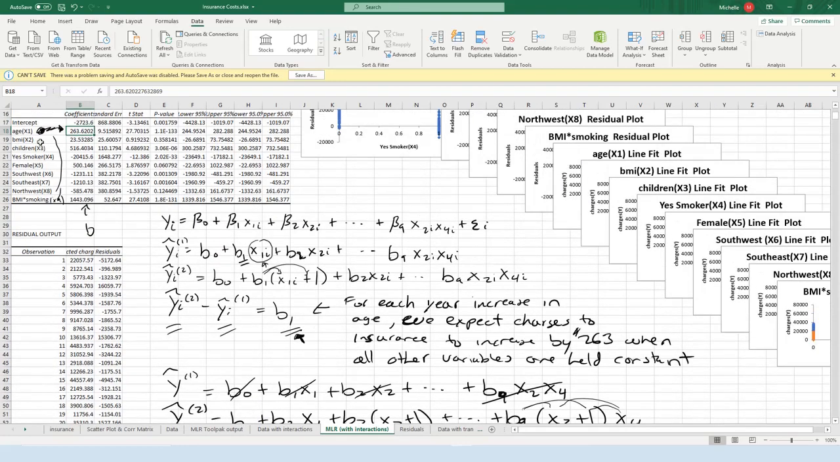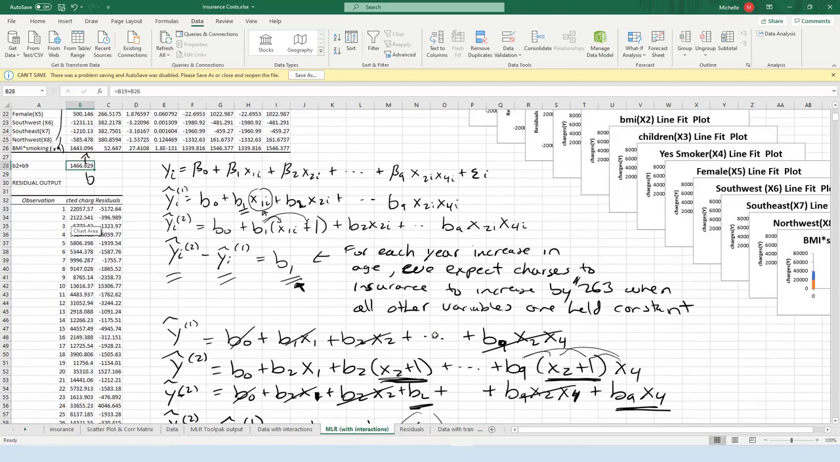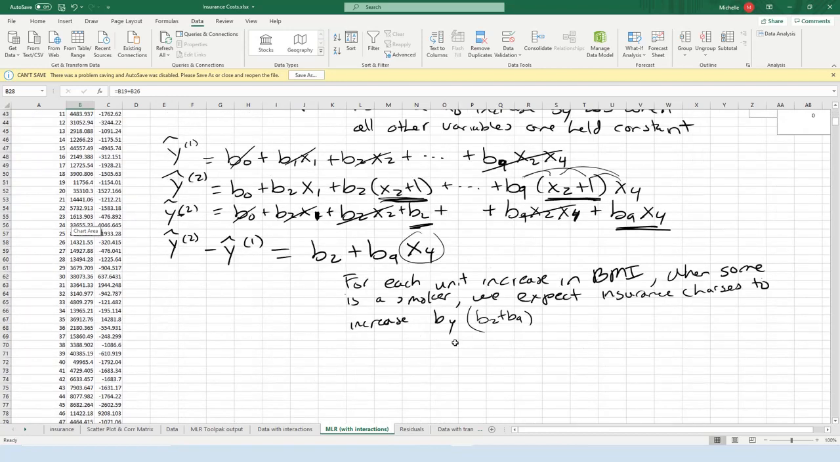So I would need to calculate that. Let's go up here. B2 is this number. So let me write this here: B2 plus B9 equals this guy. So 1467 if I round that. Increase by $1467. Okay? And so that's one interpretation.